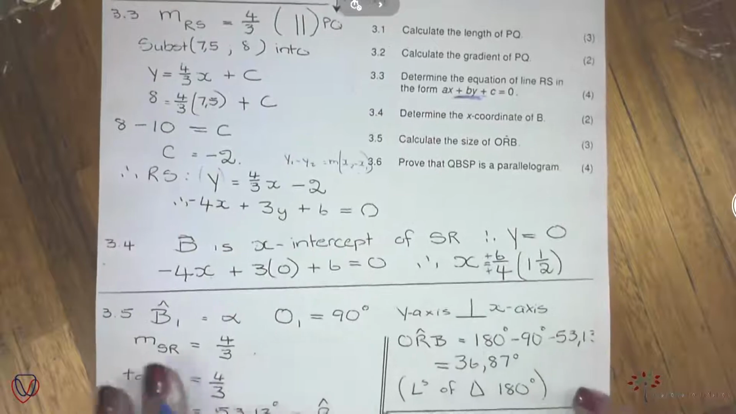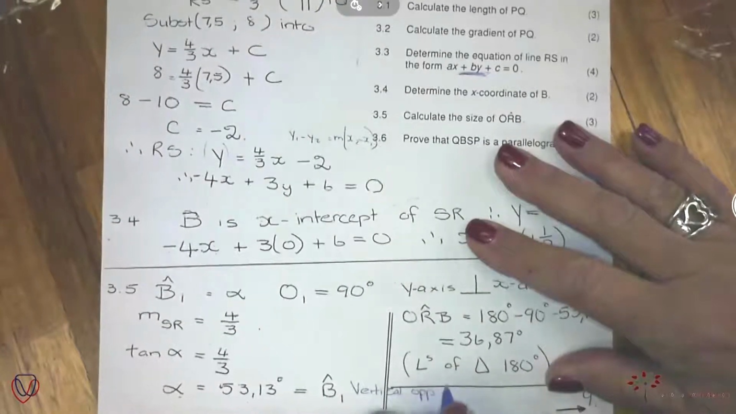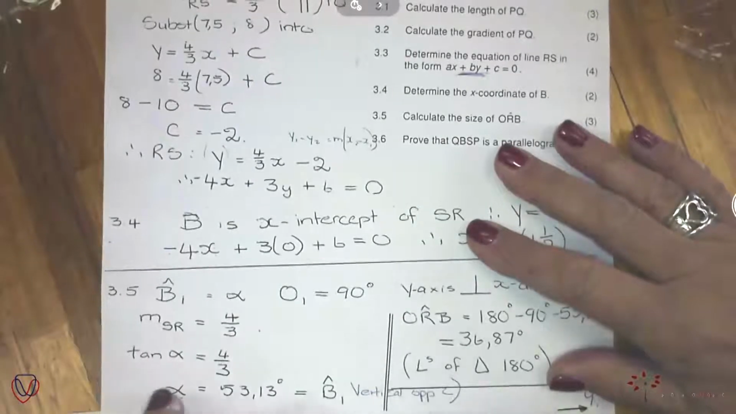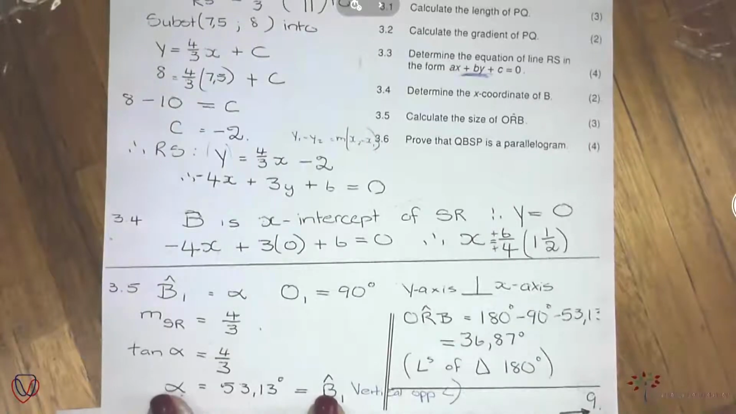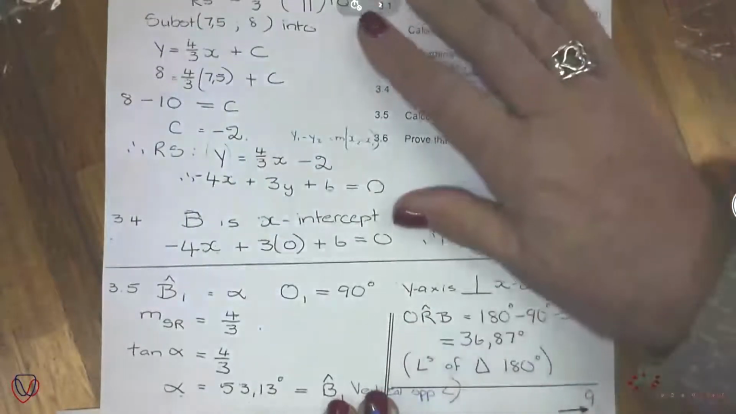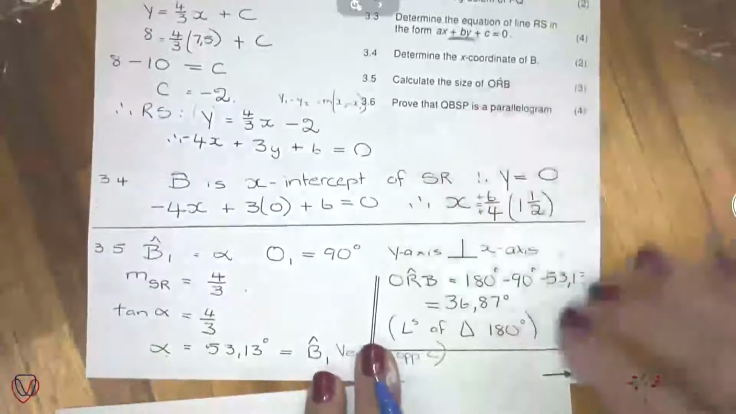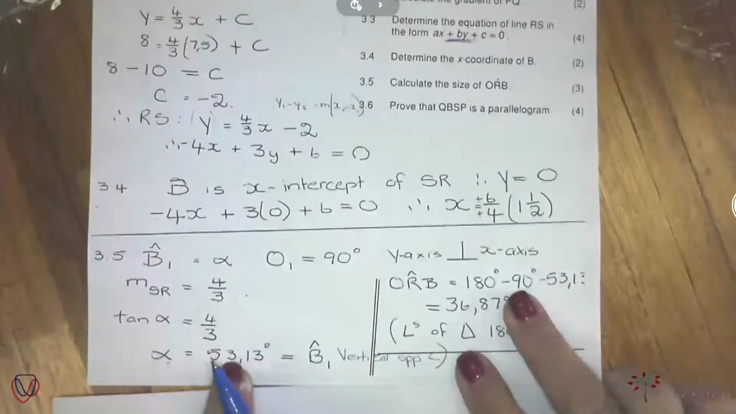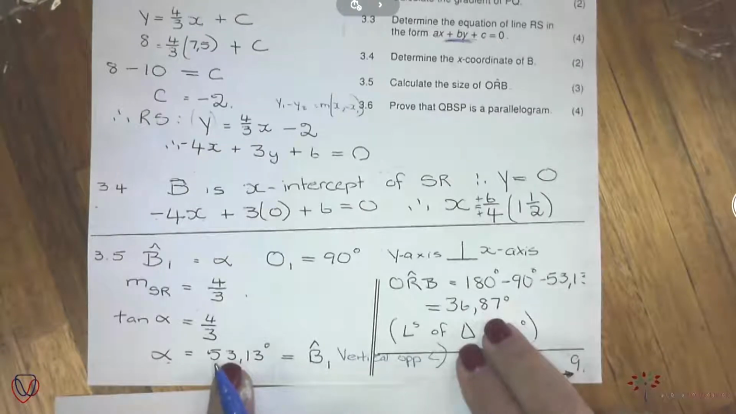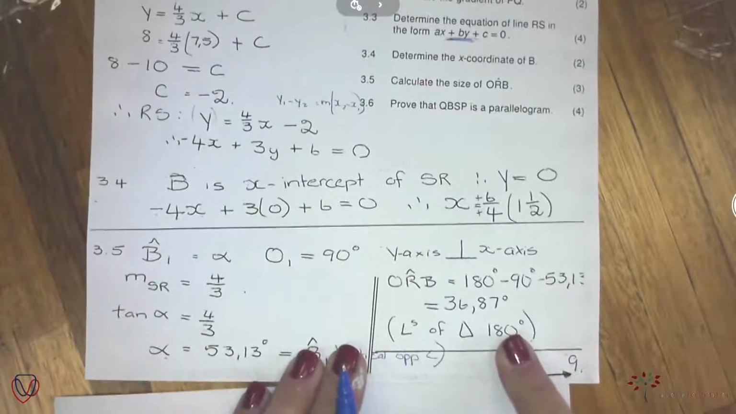But that angle there will also be equal to the vertical opposite angle there. I just want to write the reason in there. Vertical opposite angles. That is why that one and that one are equal. So right, now I've got those two angles, I can determine the third angle. My little angle here at the bottom is going to be 180 minus 90 minus that one, and that will give me 36.87. And the reason: angles of a triangle add up to 180 degrees.